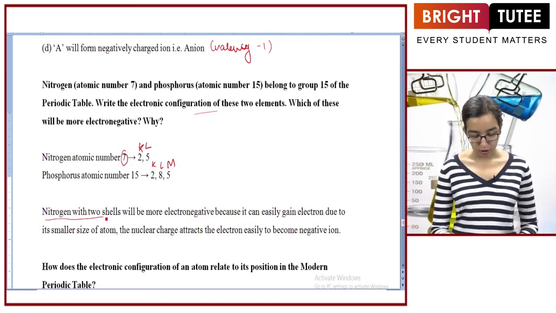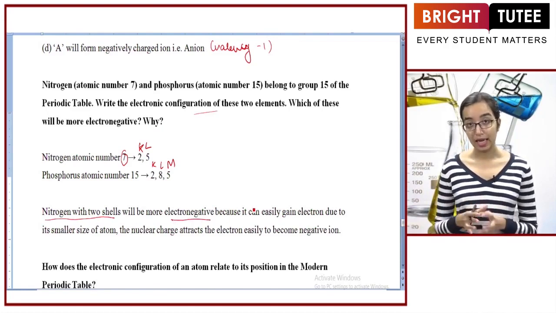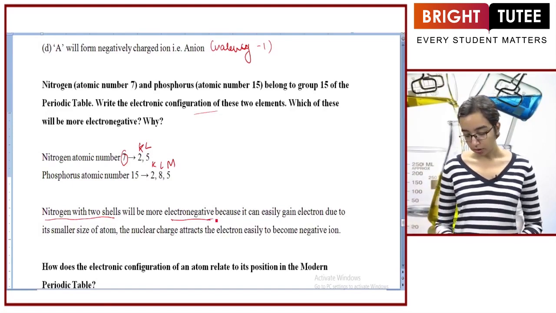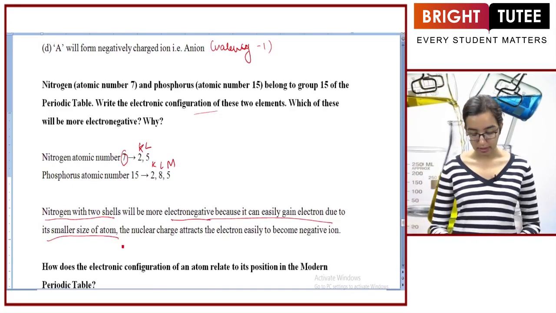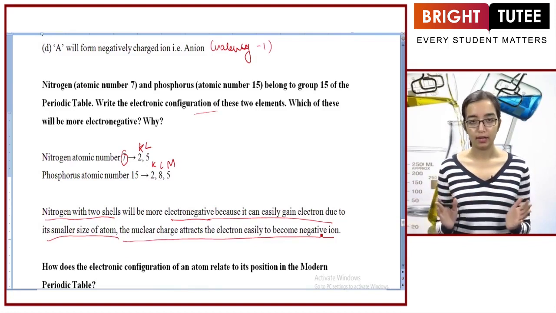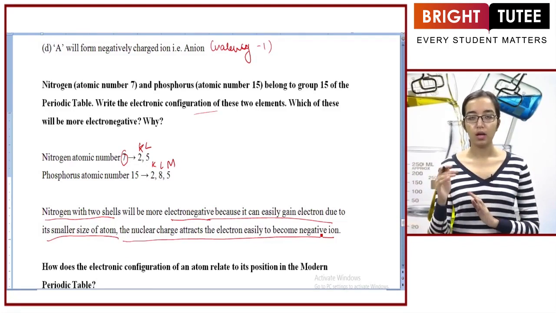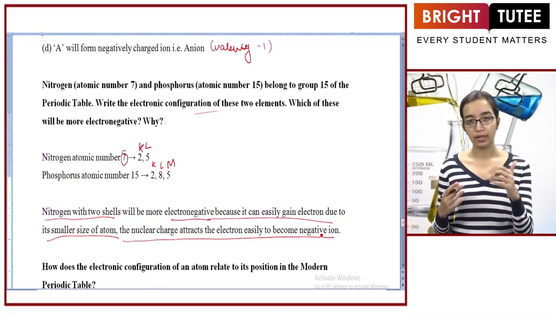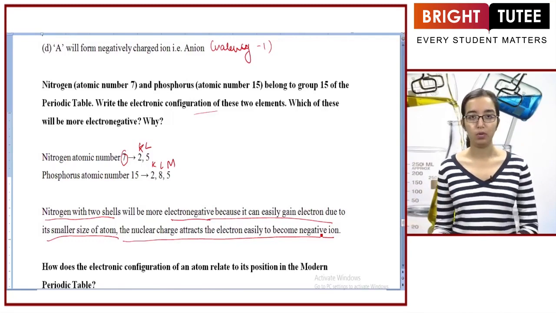So nitrogen has 2 shells, and that is why it will be more electronegative, because it can easily gain the new electron. It will exert more force as the nucleus is closer to the outermost shell, and it will be able to capture the electron quicker. So because it can easily gain an electron due to its small size, the nuclear charge attracts the electron easily to become a negative ion. So the idea here is that when you're talking about non-metals, as you go down the group, the reactivity decreases, and the higher the element is in the group, the more electronegative it would be.